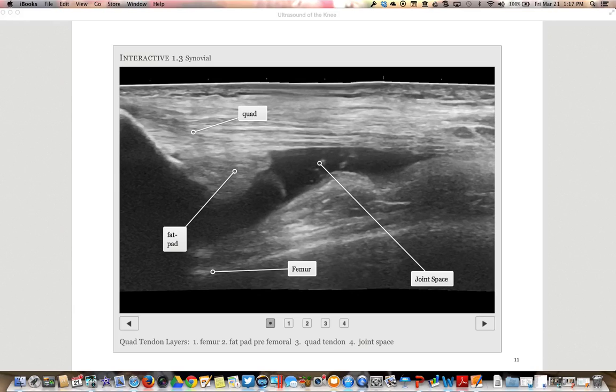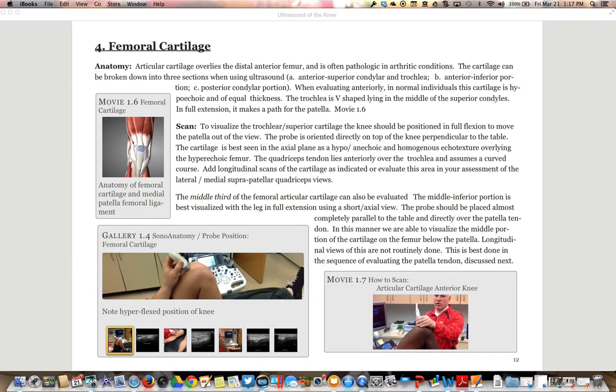Once again, reviewing this most important picture and understanding your landmarks. Next, we'll talk about looking at the femoral cartilage. It's very important with ultrasound, and we can visualize this very well. The articular cartilage overlies the distal anterior femur. It's often pathologic in arthritic conditions.